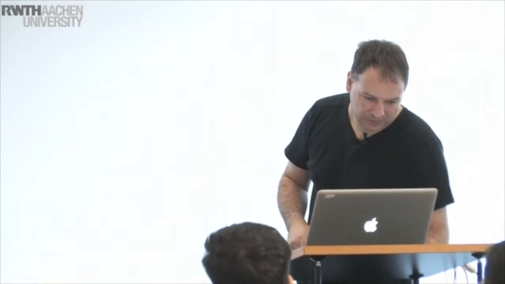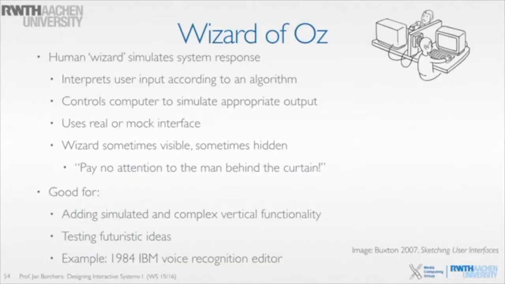Here's an example. Back in the days, IBM was experimenting with voice recognition. They wanted to see what it would be like to do text editing with voice recognition. But this was 1980-something, so voice recognition wasn't really working well yet. It was very, very basic. You couldn't use it in real time.